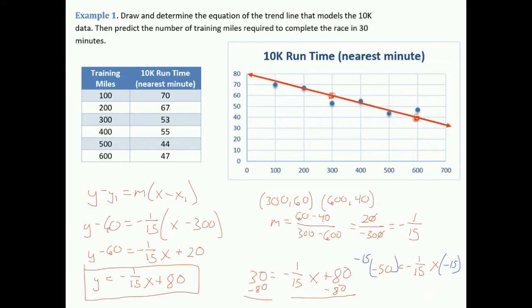And we get x is equal to negative times a negative is positive. 15 times 5 is 75, so 15 times 50 is 750. So according to the trend line, 750 miles of training should get you to a 30-minute 10K.